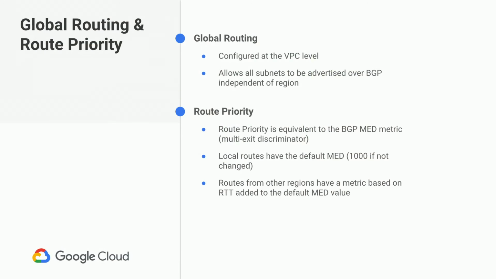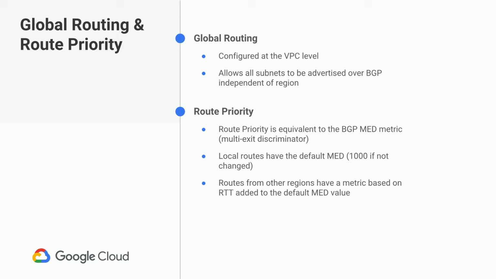So a best practice is to always have multiple interconnects or multiple ways to connect in your cloud environment. So say you have an interconnect and a VPN. You could advertise all of your routes across the interconnect, and you could advertise all of your routes across the VPN. And the way that you would make the VPN less preferred from a routing standpoint is you would set the route priority higher, right? Yeah.